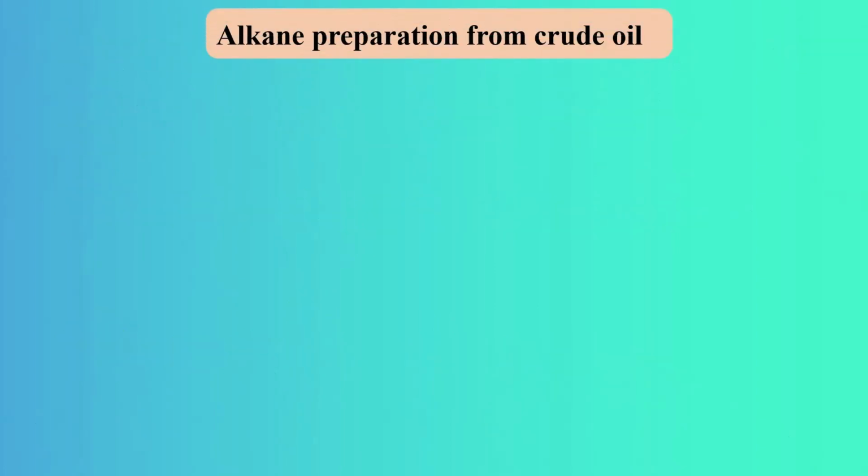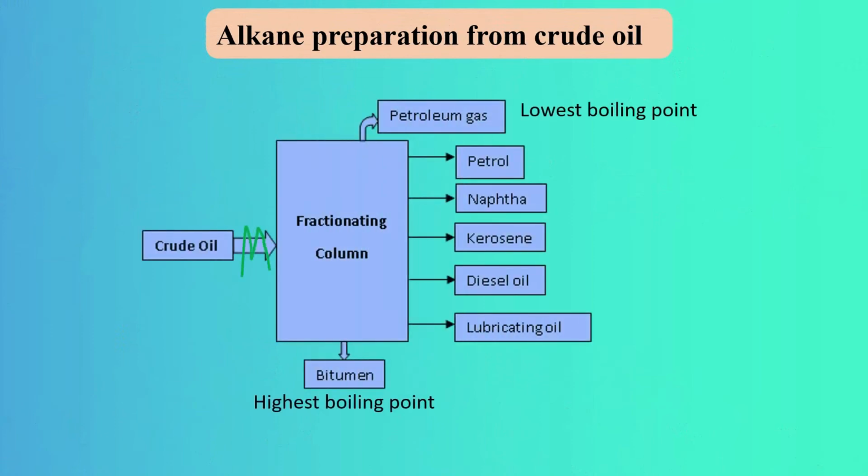Alkane preparation from crude oil. Heated crude oil is inserted into the fractionating column. The fractions will come out according to their boiling point. The lowest boiling point comes out first at the top, and the highest boiling point comes out at the bottom.